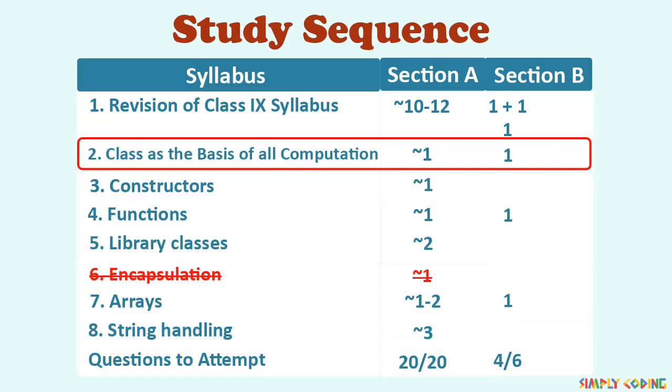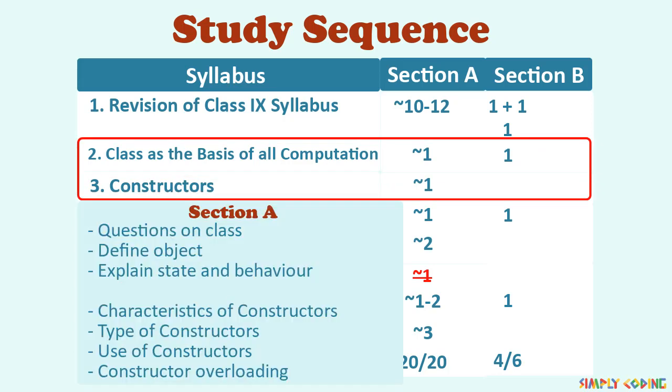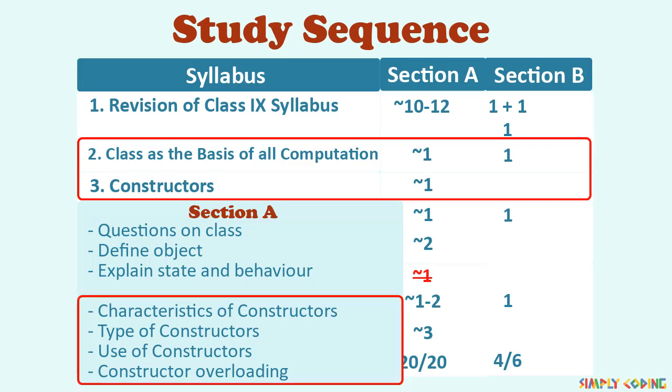Next is class, as the basis of all computation. The program in Section B typically includes writing a constructor as well, so that chapter is also included here. In Section A, you should be able to answer questions around class, defining objects, explaining state and behavior. From constructors, you should be able to explain characteristics of constructors, types of constructors, use of constructors, and constructor overloading.